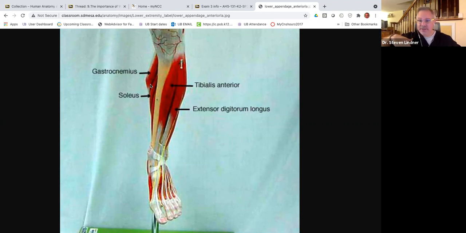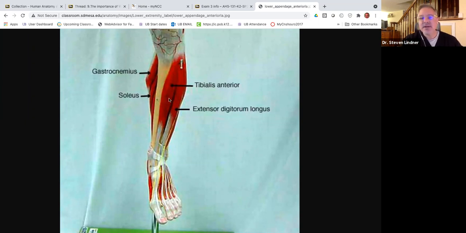Plantar flexion is stepping on your tippy toes. Dorsiflexion is standing on your calcaneus, or your heels, and walking on your heels. So the foot doesn't have an extension and flexion name. It has a dorsiflexion and a plantar flexion description. So tibialis anterior is a primary foot dorsiflexor.